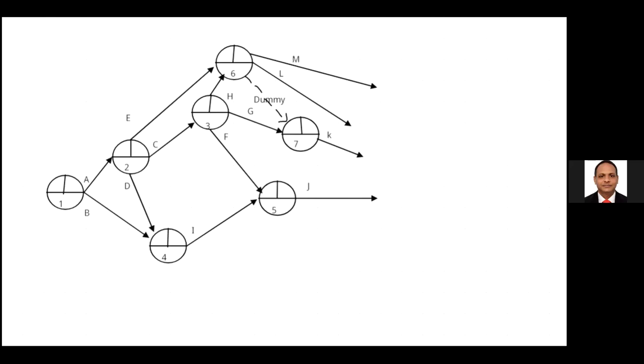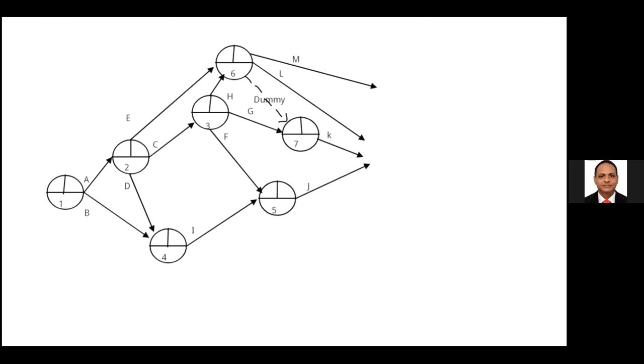We need to complete the project because we don't have any activity. We should complete all using another same event. The problem is when you're going to complete all, L and M start from event number 6, then you can't complete all using another same event.